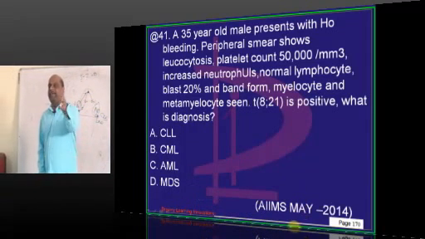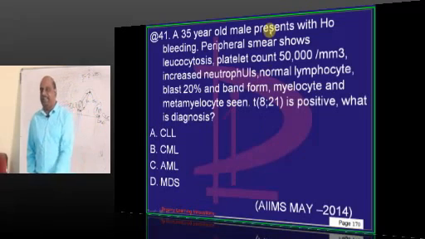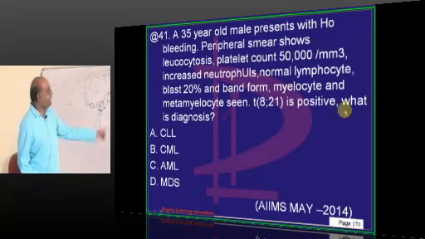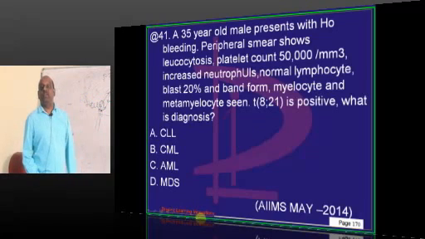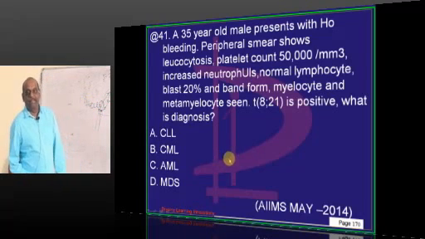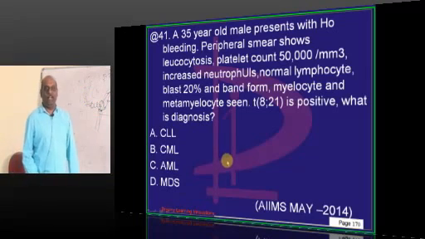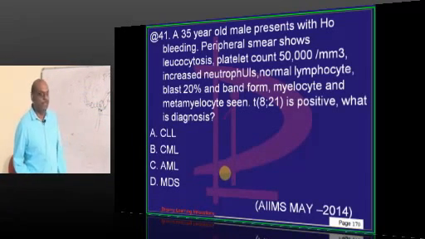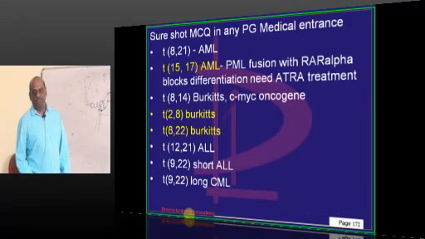Leukemia, lymphoma, if you don't know a chromosomal rearrangement, then there will be no PG entrance. t(8;21) is there. That's the reason. What is your answer? Come on, you are all now ready to fight and face the exam. Absolutely right. AML.